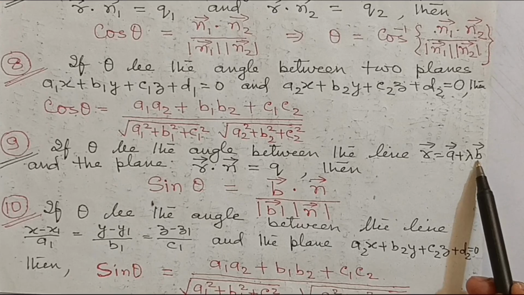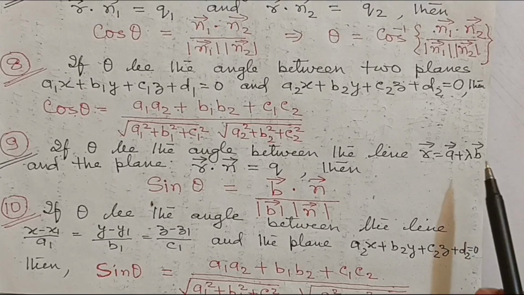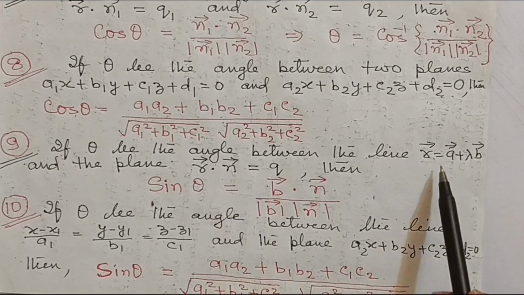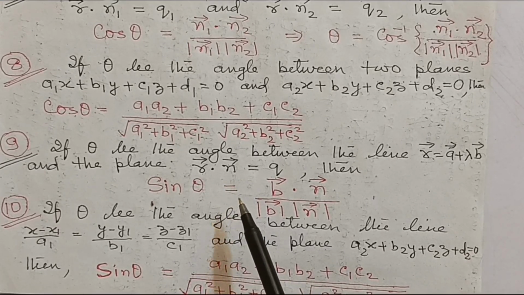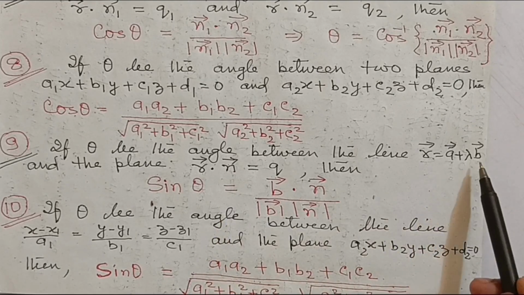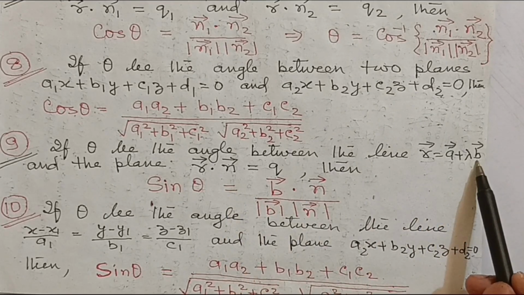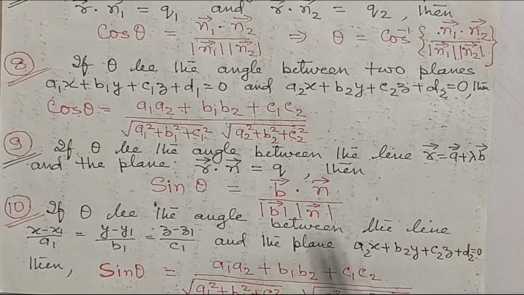Vector b is the vector parallel to the line, and n is the vector normal to the plane. Then if theta is the angle between line and plane, then pi minus theta is the angle between the normal to the plane and the vector parallel to the line. Therefore, sin theta is equal to vector b dot vector n upon mod vector b into mod vector n.